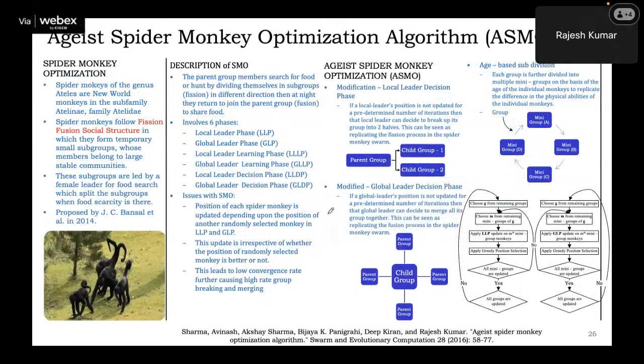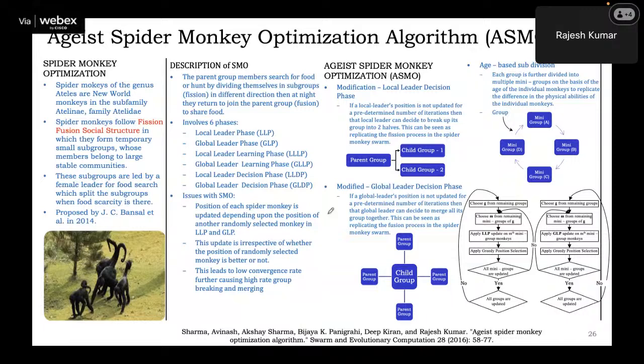Similarly, there is the Age Spider Monkey algorithm. This one is an improvised version of the spider monkey algorithm. The spider monkey algorithm was proposed by Professor Bansal and his team. We put an aging effect into it. You can see there are various leaders and various phases. This is a bit more interesting. The spider monkey policy to move from one point to another works on a fission and fusion structure. In SMO, there are 6 phases.